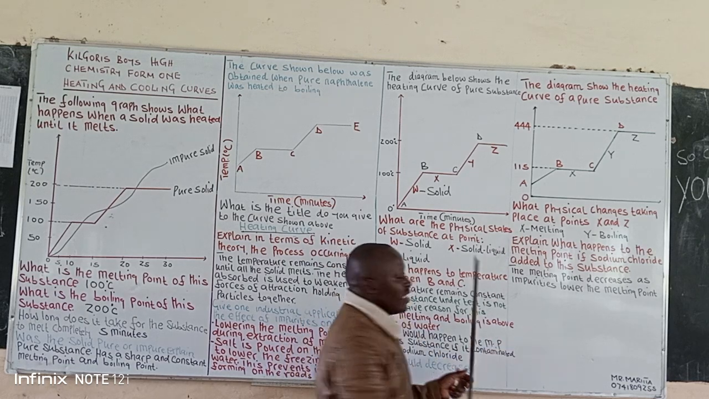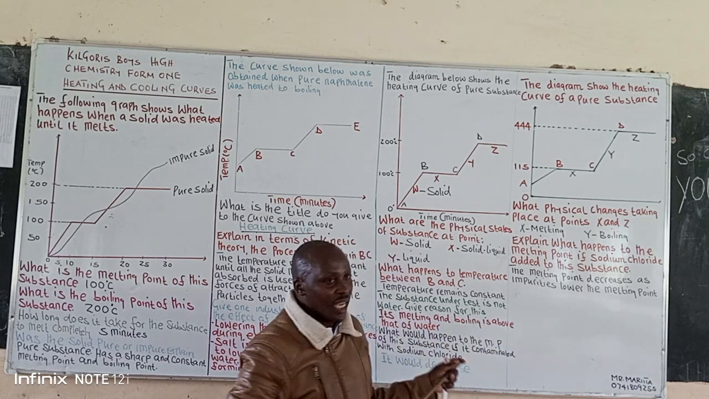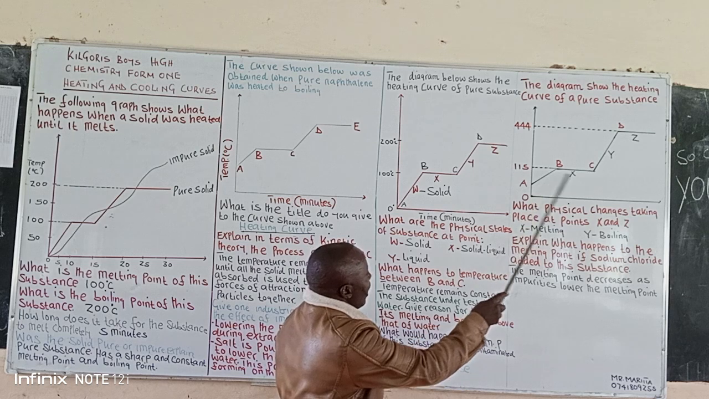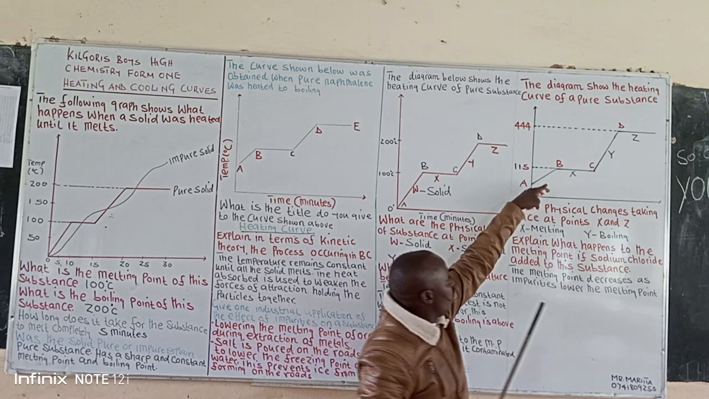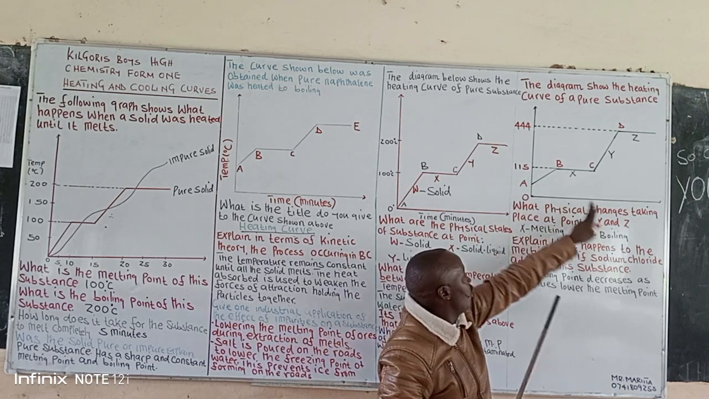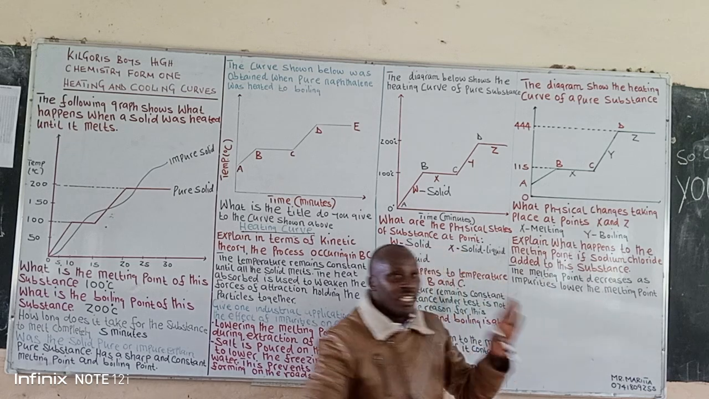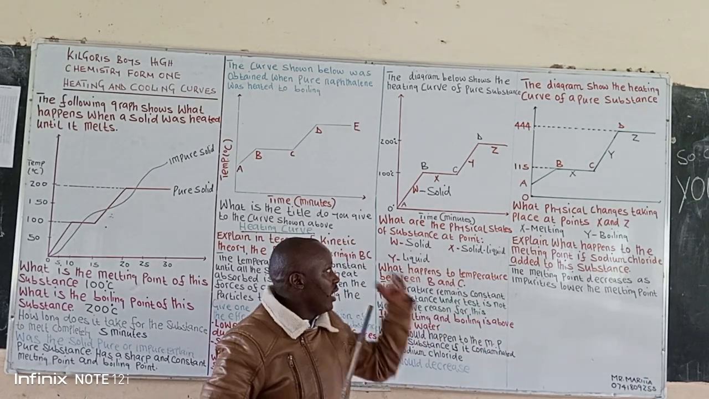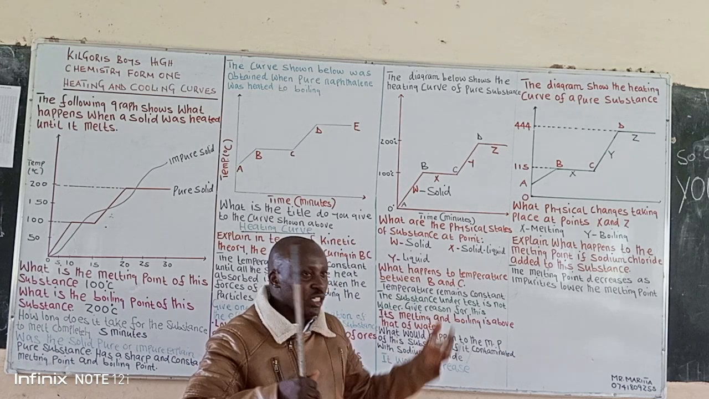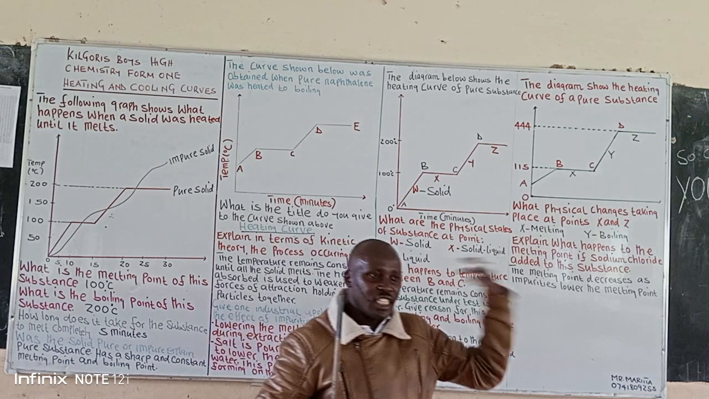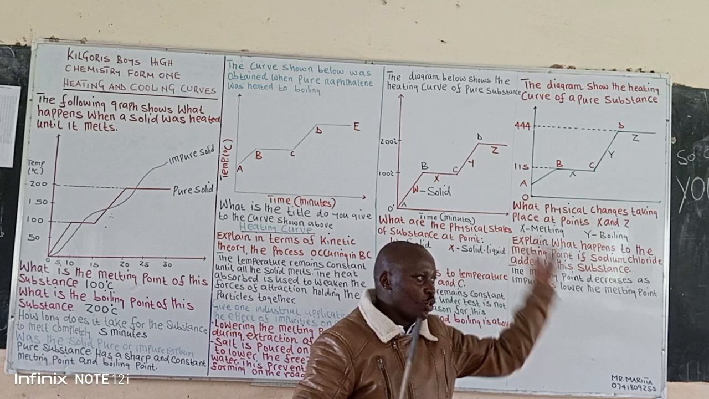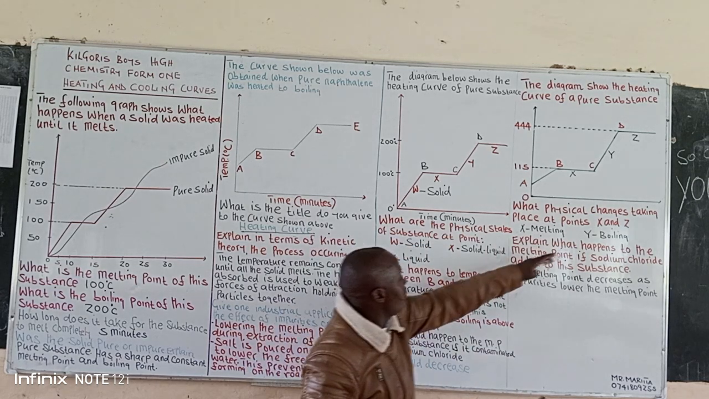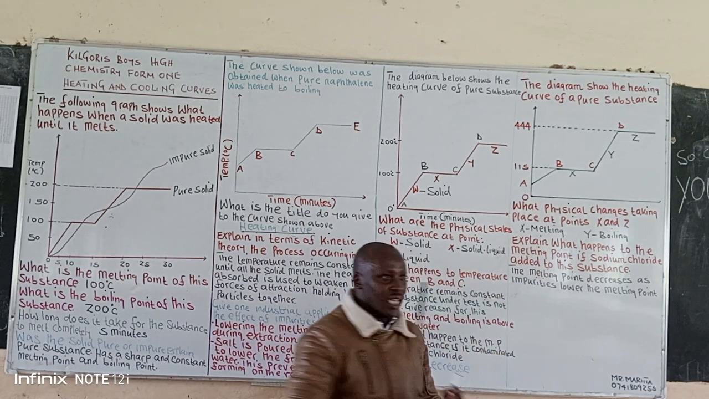What physical changes take place at points X and Z? At points X and Z, the physical change that takes place is just melting. That is where we have melting. The solid will melt, and therefore there is a change of state from a solid to a liquid. Then at point Y here, it is just boiling.